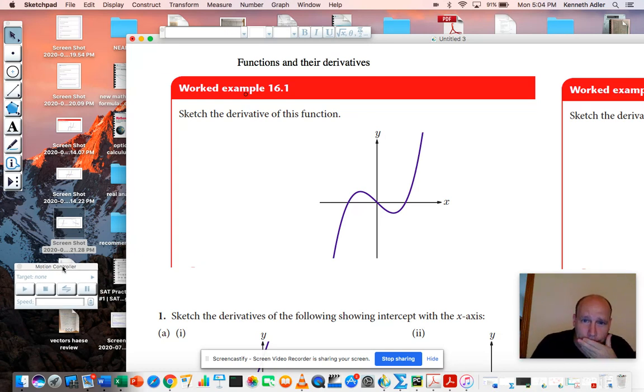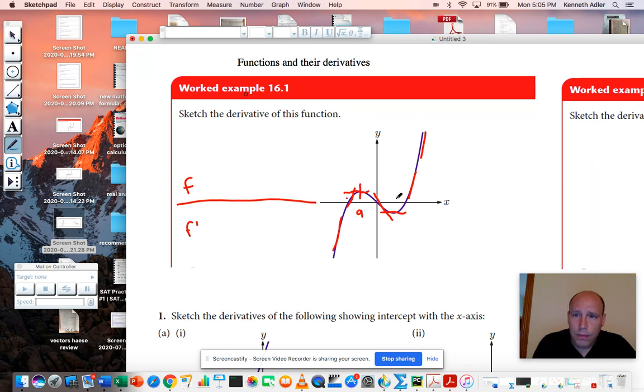So the first thing I'm going to do is put in the surfboards. Surfboard, surfboard, surfboard, surfboard. These are tangent lines. So I look here and I'm going to write F, and I'm going to write F prime. Let's break this up. This is A, and this is B.